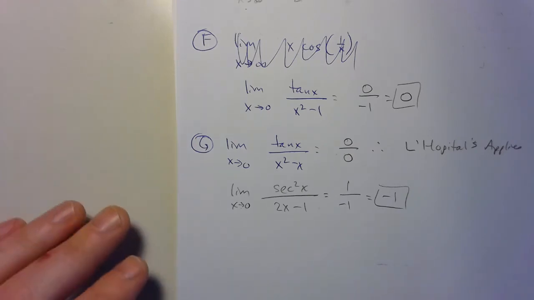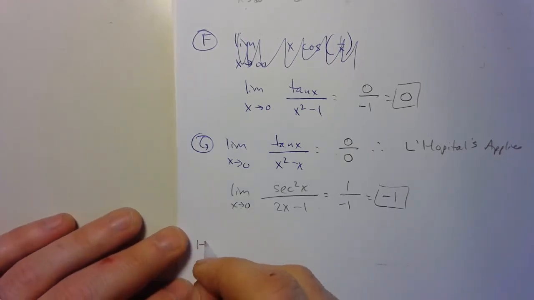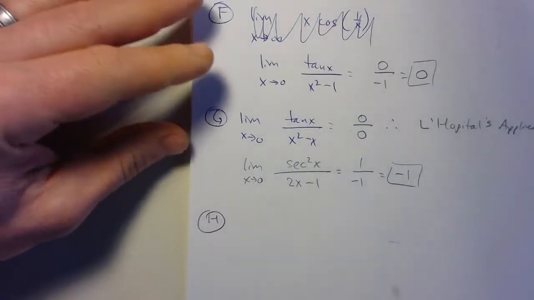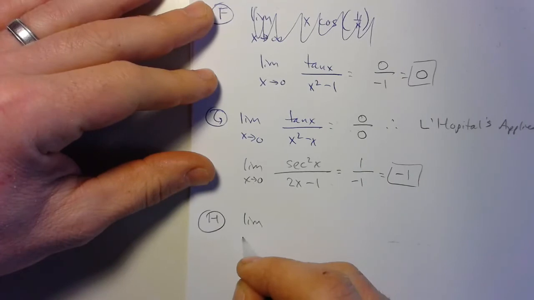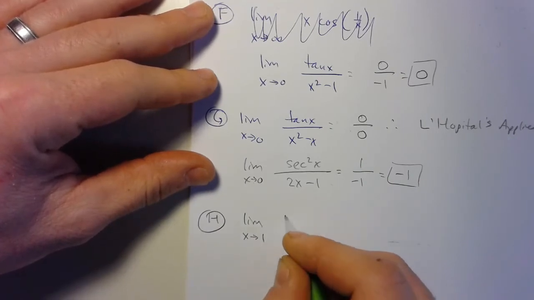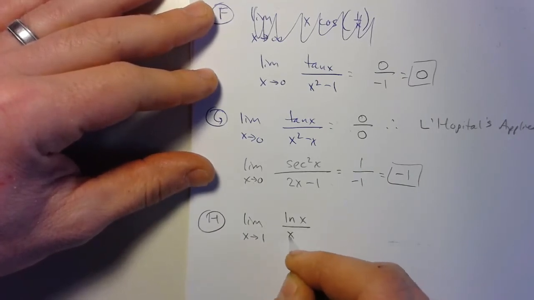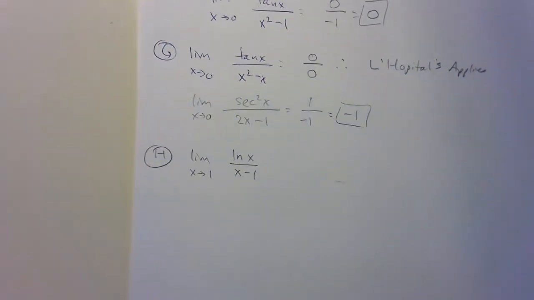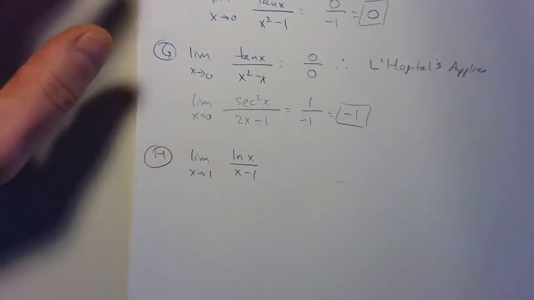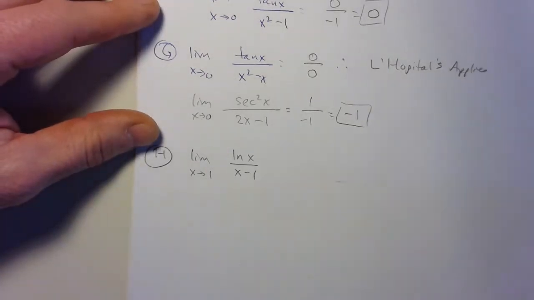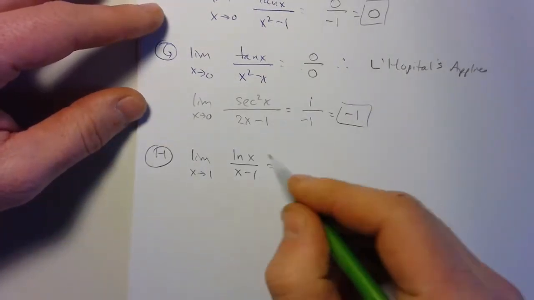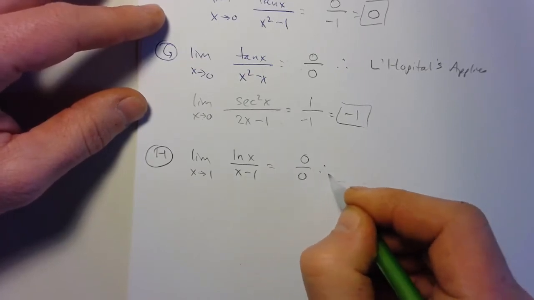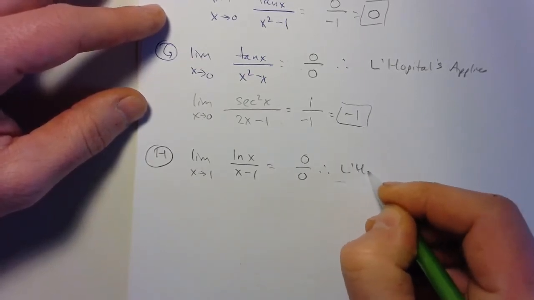Let's take a look at the next example here. Let's say we have something like this. Now some people ask, does it always have to approach 0 or 1? And this is a great example of when it doesn't have to. Right now we're going to approach 1. If I plug this in, ln of 1 is 0. 1 minus 1 is 0. L'Hopital's applies.